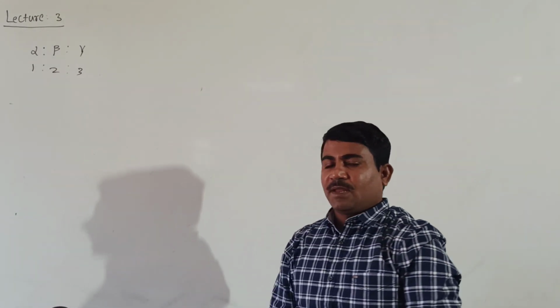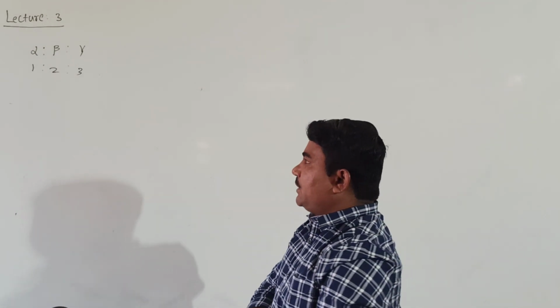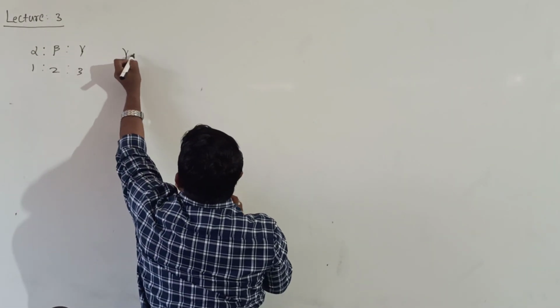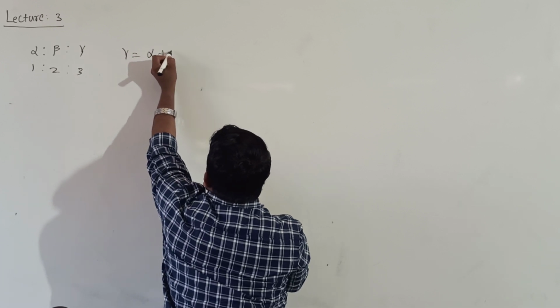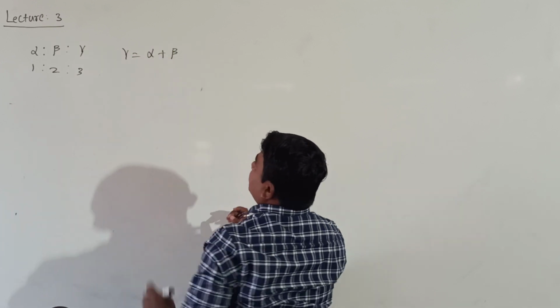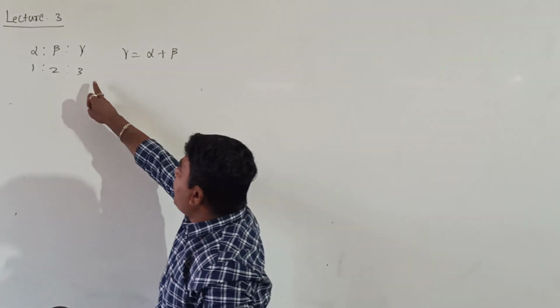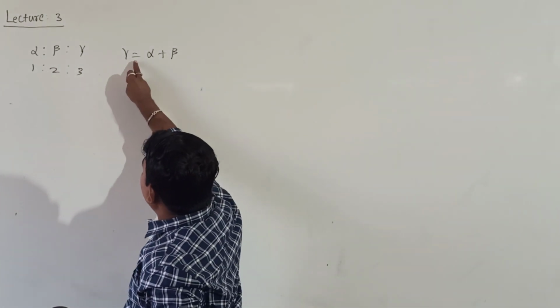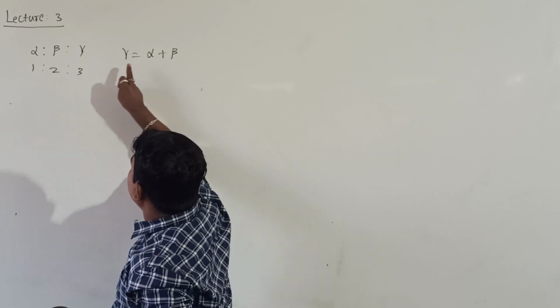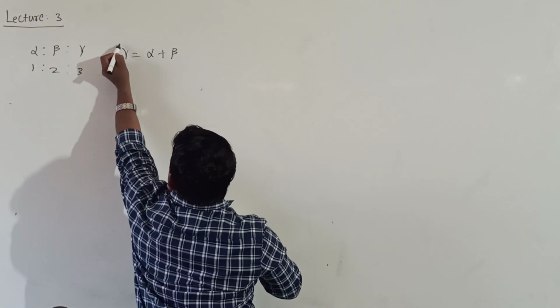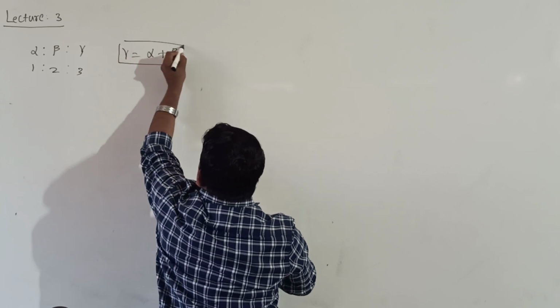Right. But students, you can write this relation like this. How to write? Gamma equal to alpha plus beta, because gamma is 3, equal to alpha is 1 plus beta is 2, 1 plus 2 equal to 3. This relation I got. This is one relation.